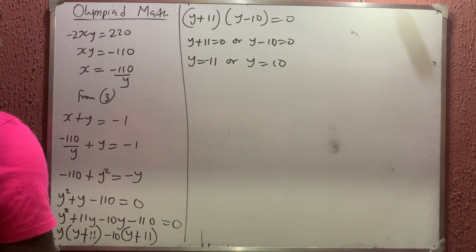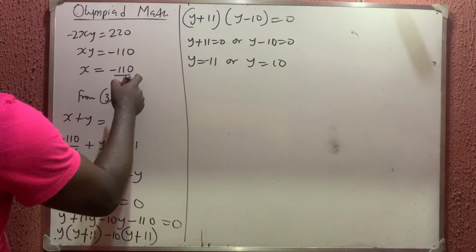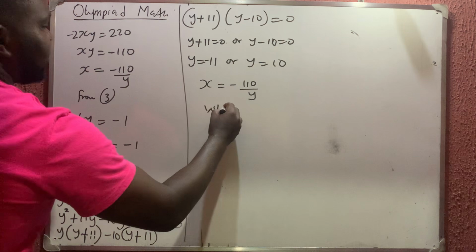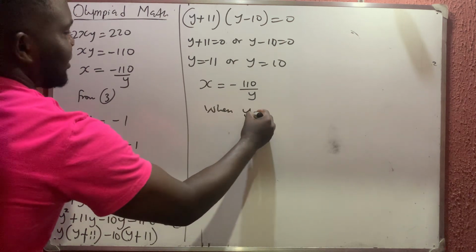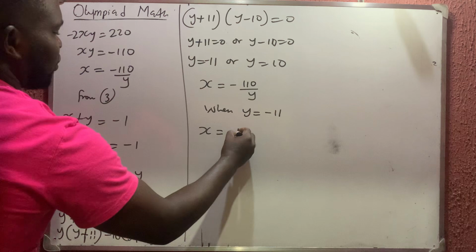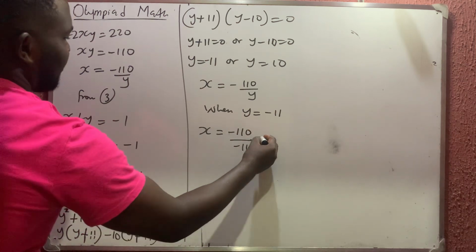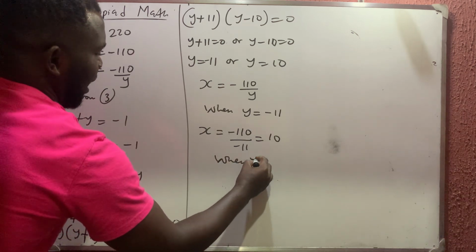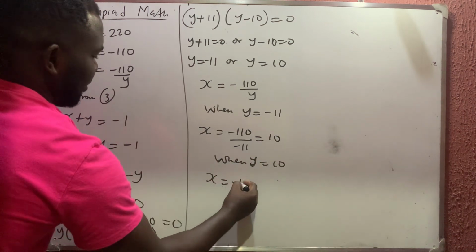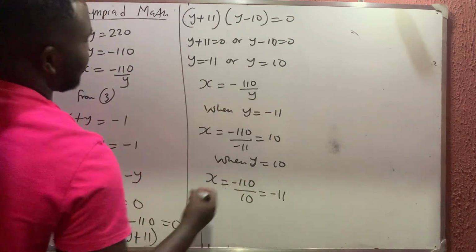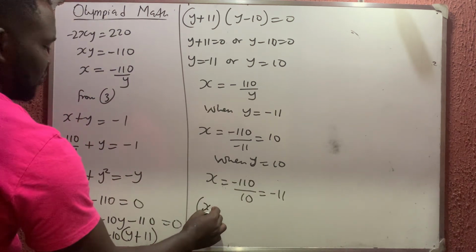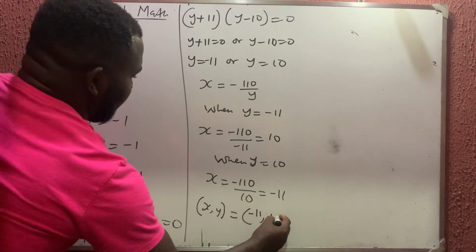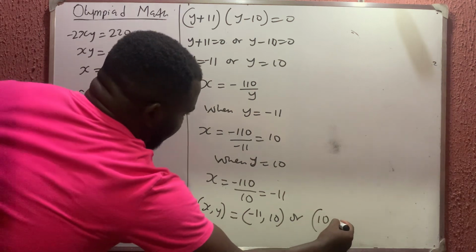So I've gotten my y. To get my x, don't forget that x is equal to minus 110 divided by y. When y is equal to minus 11, my x is minus 110 divided by minus 11, which will give you 10. When my y is equal to 10, then my x is minus 110 divided by 10, which is minus 11. So my answer is that x comma y is either minus 11 comma 10, or 10 comma minus 11.